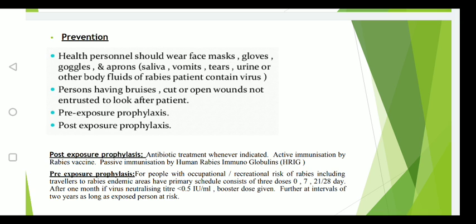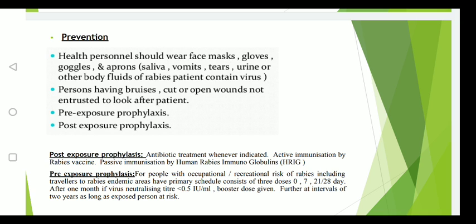Then the next point is persons having bruises. A person who has bruises, cuts or open wounds should not be entrusted to look after the patients. So persons with bruises, cuts or open wounds should not be entrusted with the patient's care.